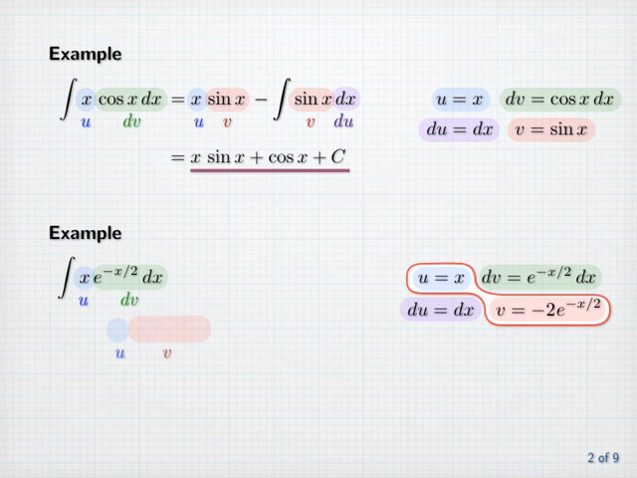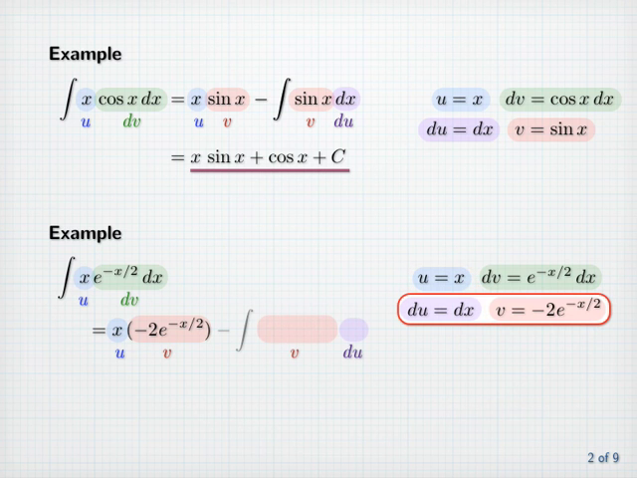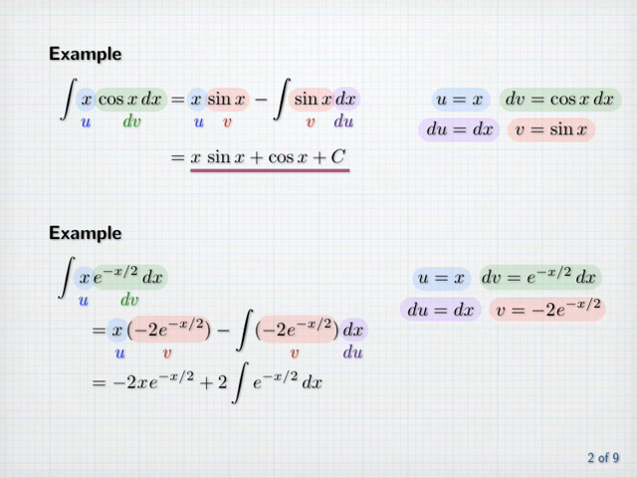So we have uv equal to x times minus 2 e to the minus x over 2 minus the integral of v du, which is minus the integral of minus 2 e to the minus x over 2 dx. The first term becomes minus 2x e to the minus x over 2. Then we have minus 2 or plus 2 times the integral of e to the minus x over 2.